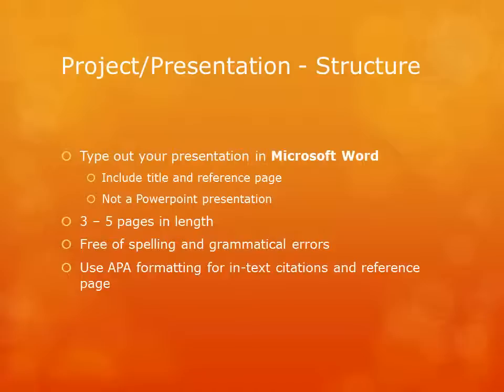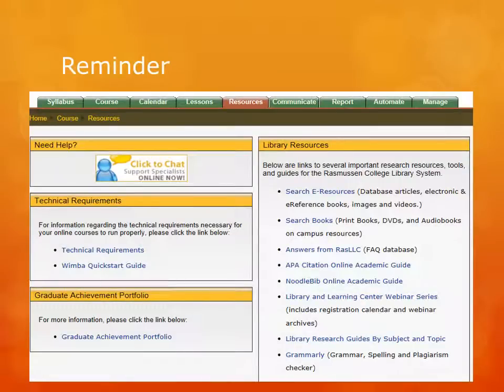Even when you submit all your assignments, it should be pretty much clear of spelling and grammatical errors. But I understand if something creeps through. Use APA formatting for in-text citations and your reference page. Just as a reminder, I did a little screenshot of the resources tab, which is available to you. So if you're not up on the APA formatting, this would be a great opportunity to go to your resource tab and check out the APA Citation Online Academic Guide and other available resources.